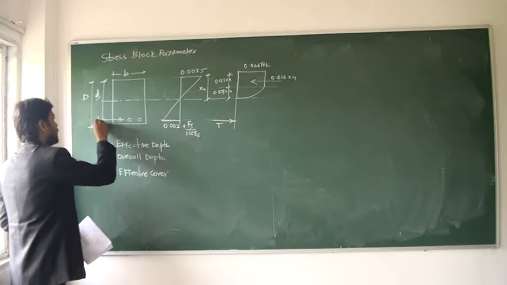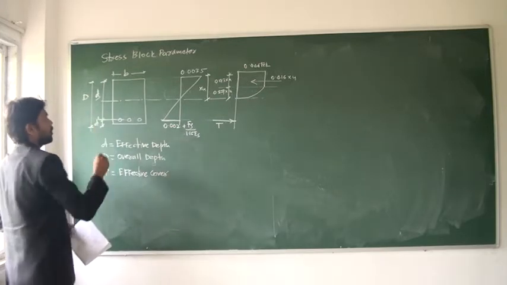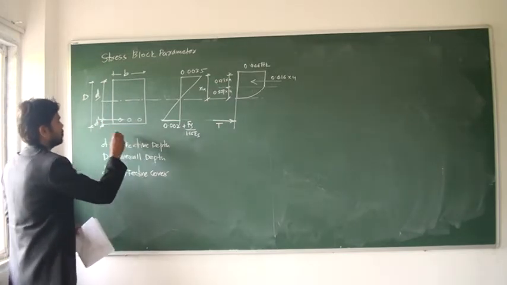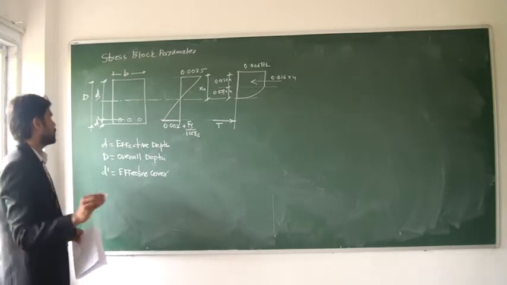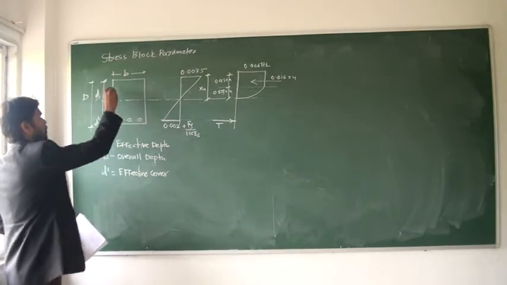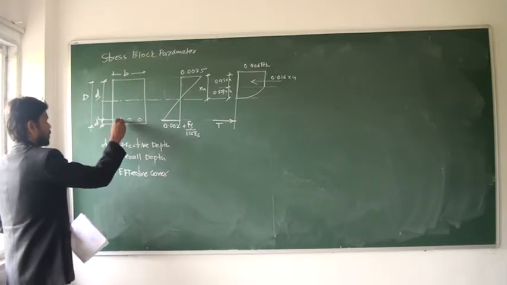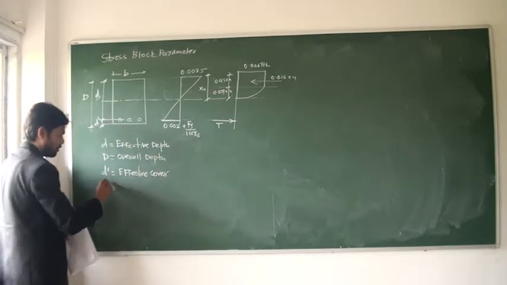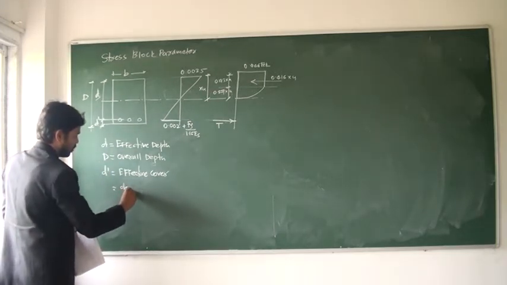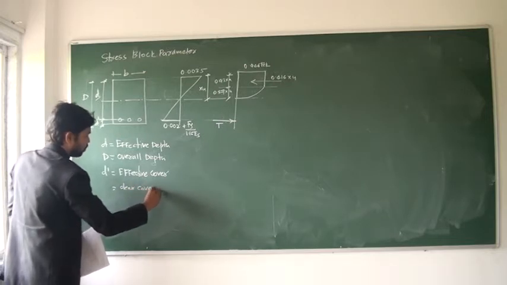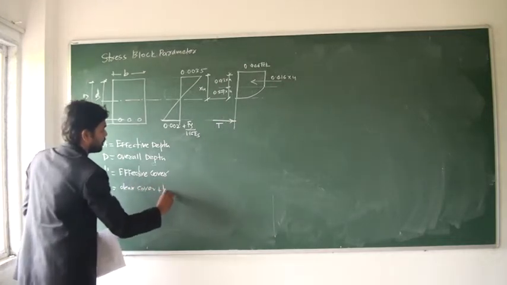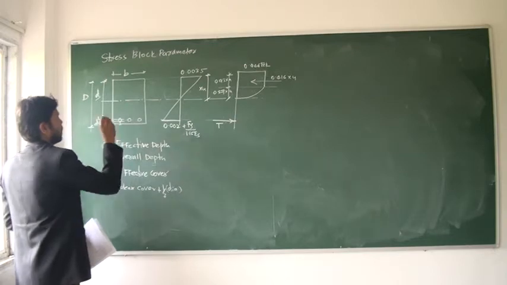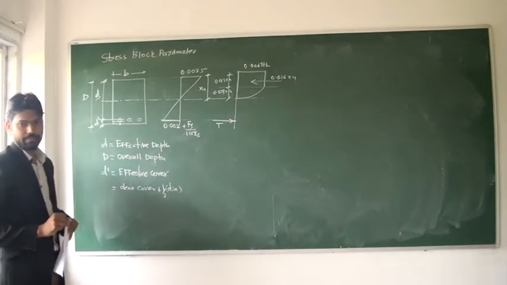And what is this d dash? This d dash is your effective cover, which is the distance from the center of reinforcement to the bottom of the beam. Please note these terms: effective depth, center of reinforcement to the top of the beam, and effective cover, center of reinforcement to the bottom of the beam. If you want to calculate this effective cover, it will be clear cover plus half of the diameter of bar.